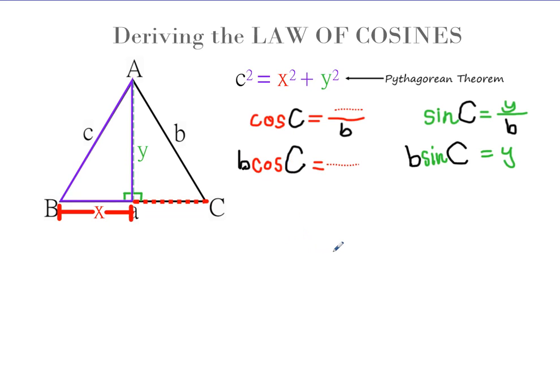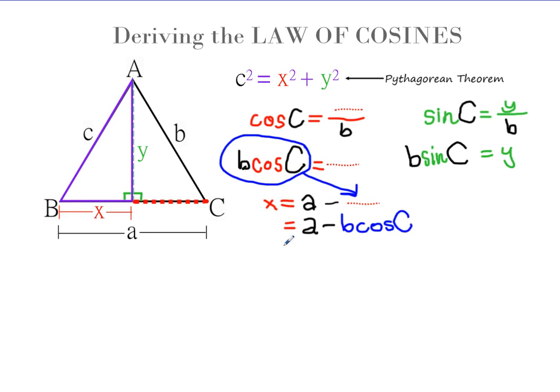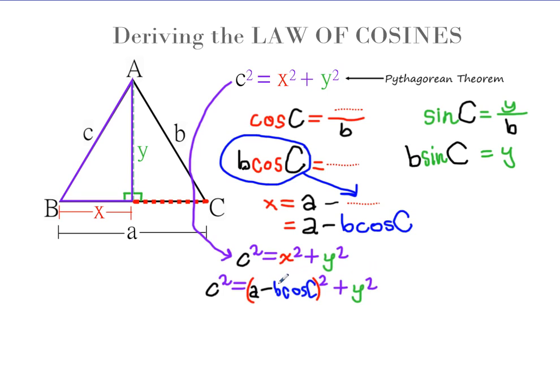Now, we're going to say that that's useful because if I want x and I have a, I can say that a minus the dotted line is equal to x, okay? And so making that substitution in blue, we now have x in terms of A's, B's, and C's, and we have y in terms of A's, B's, and C's. So we can now reapply the Pythagorean theorem, okay? We're going to take out the x, and we're going to put in a minus b cosine c, and we're going to take out the y and put in b sine of c, okay?